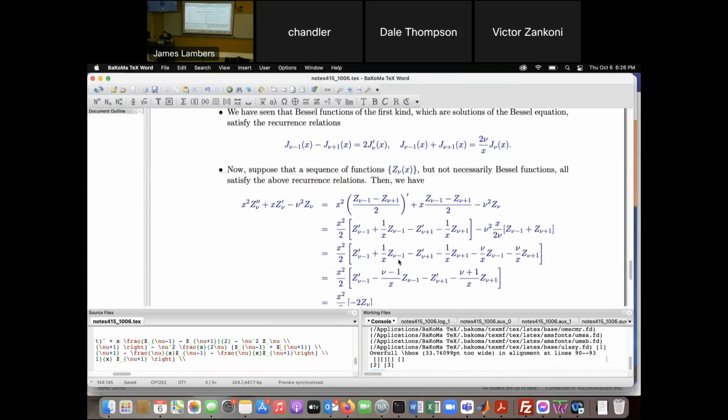So now notice here I have 1 over x, z nu minus 1, and minus nu over x, z nu minus 1. So I can combine this term and this term to get this term. And then similarly over here, this term and this term involving z nu plus 1, I combine to get this term.